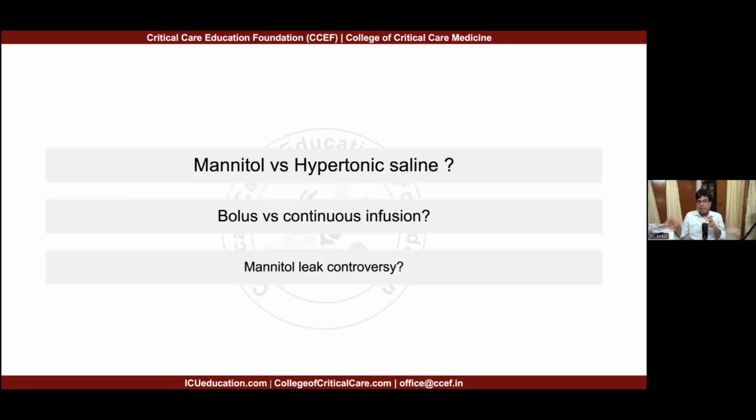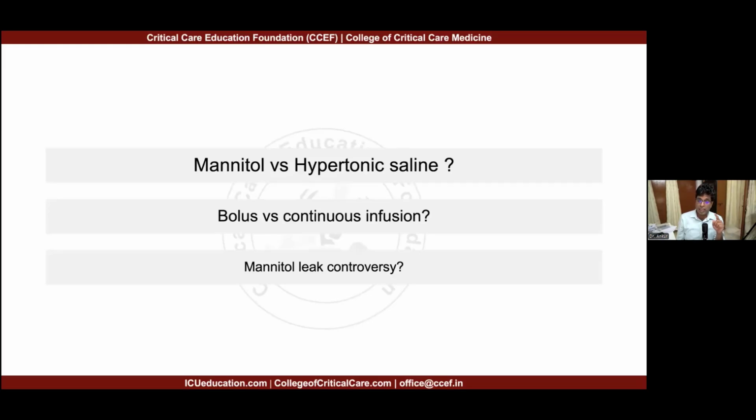Now, mannitol versus hypertonic saline for reducing intracranial pressure, which is preferred? Mannitol is a good one if the patient is maintaining blood pressure and there is no compromise in the renal function. Give mannitol. It will expand the volume, bring the fluid from the intracellular compartment to the intravascular compartment, and flush through the kidneys outside the body, so it reduces the intracranial pressure.